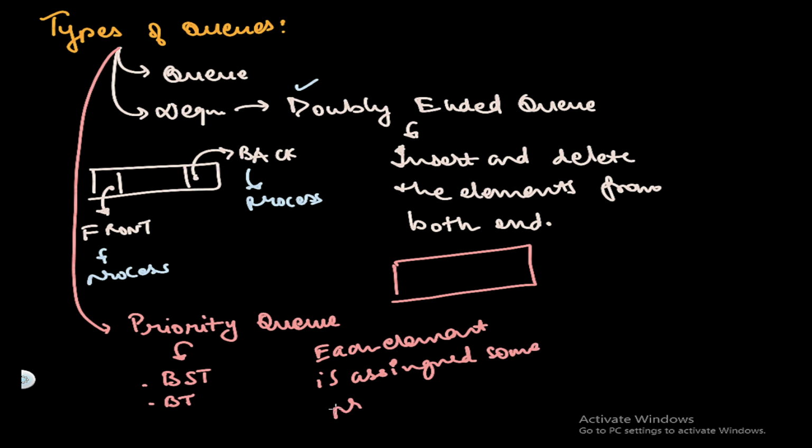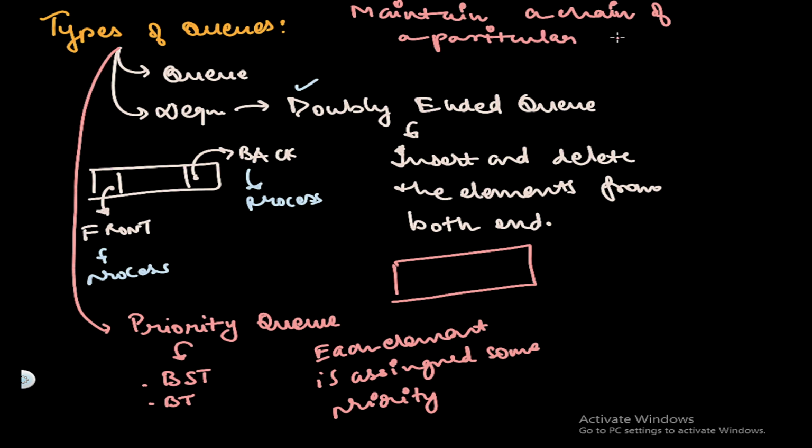Okay. Now this kind of data structure is helpful when we want to maintain a chain of a particular order. Now what do I mean by that? Let me just write it down. Let's think that we want a data structure in which every time I add an element, the first element of the data structure is the maximum element.